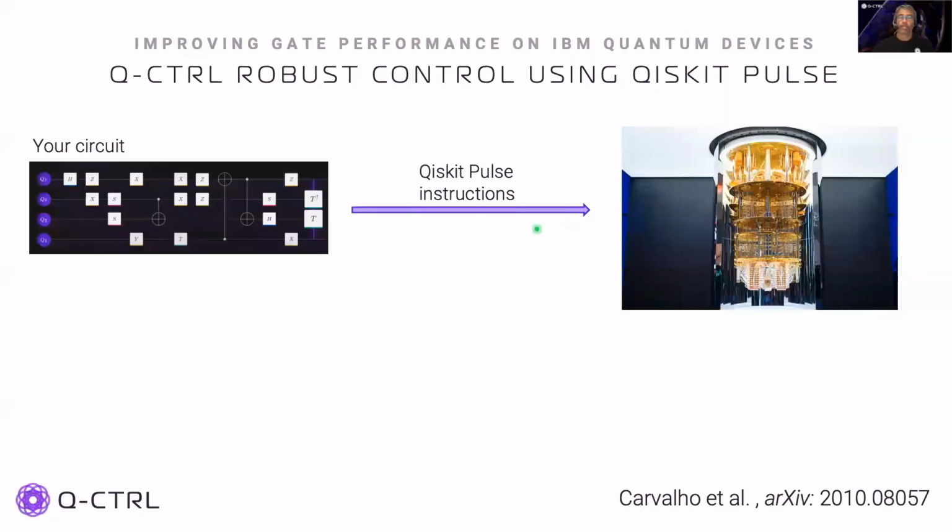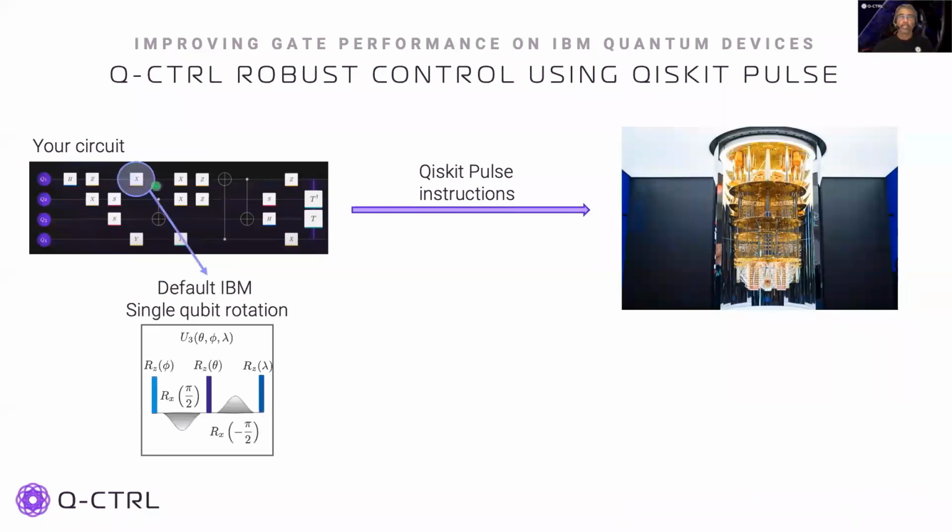Let's start with the following scenario. Imagine that you have a quantum circuit representing an algorithm that you want to solve using a quantum computer. The circuit is composed of multiple gates that, at the hardware level, are implemented through a real physical interaction with a qubit. Let's take this single qubit rotation, for example.